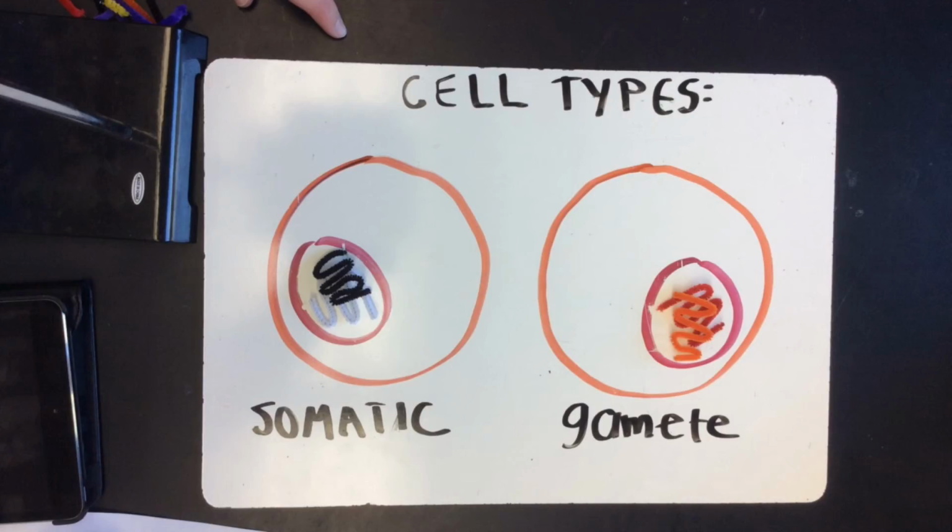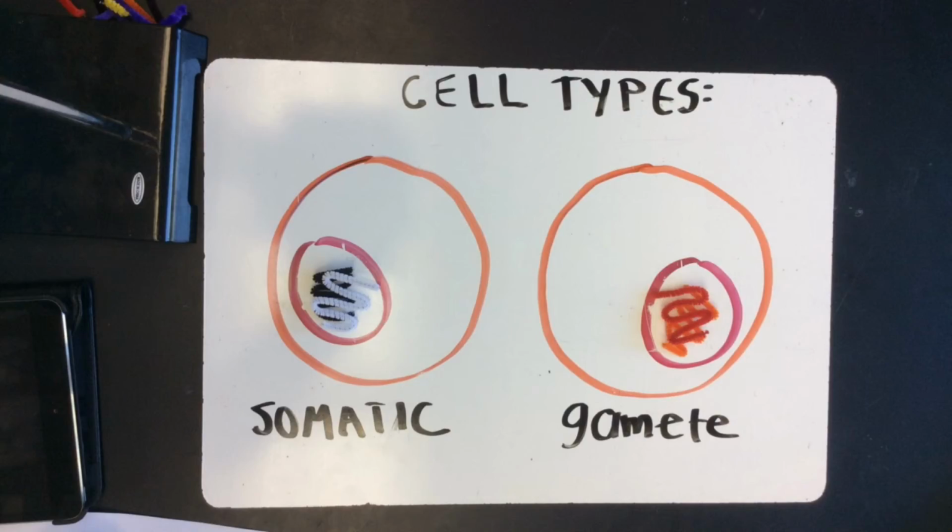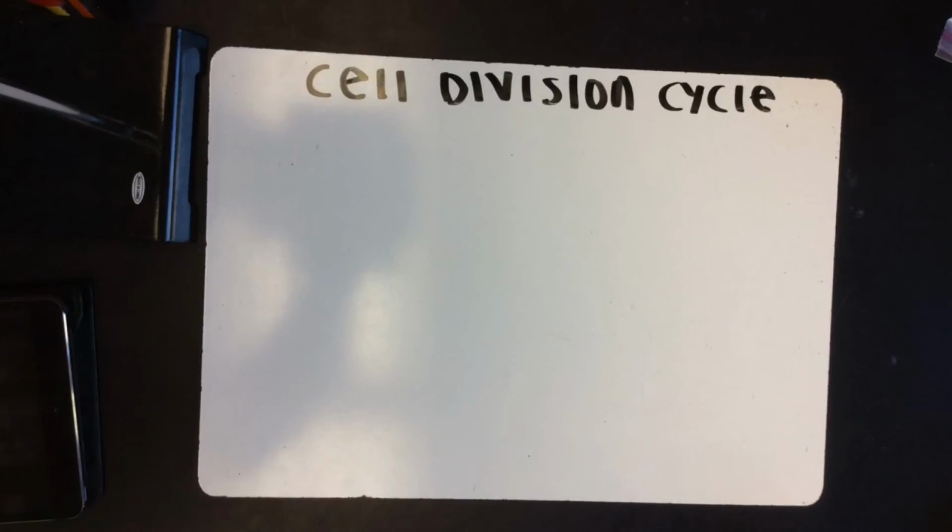Somatic cells are all body cells except reproductive cells. They have 46 chromosomes and are created by mitosis. Gametes are cells used for reproduction. They have 23 chromosomes and are generated by germ cells through meiosis.